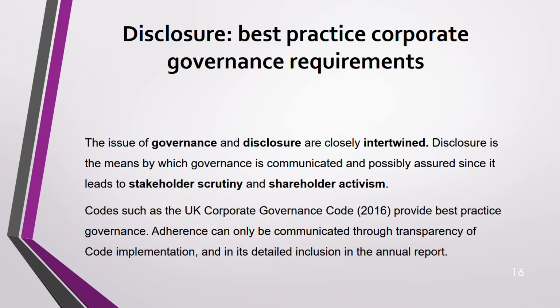So, codes such as the UK Corporate Governance Code 2016, examples like this, provide best practice governance. So, how do you show that you are following it, that you are going by this code or best practice governance? Through transparency of the code implementation and its detailed inclusion in the annual report. So put it in the annual report. Maybe you can show detail, or you can just show that you have implemented the code.